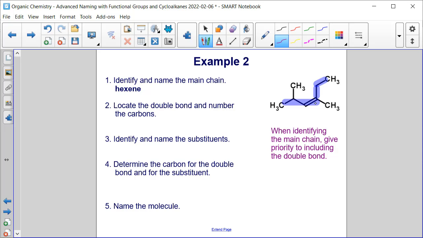And so remember, we need to make sure that we start on the end that's closest to the double bond. In this case, it doesn't matter because the double bond is right in the middle. So if I start here, then I would get 1, 2, 3. If I start here, then I would get 1, 2, 3. So just because it's easier to read from left to right, that's what I'm going to do. So 1, 2, 3, 4, 5, 6. So there's our carbon numbering to make sure we're including the double bond.